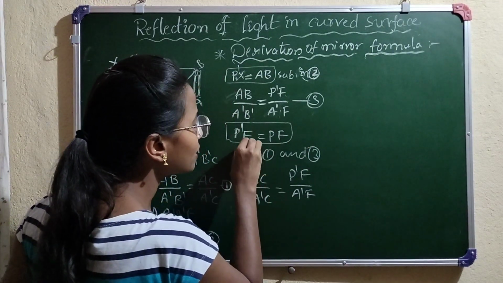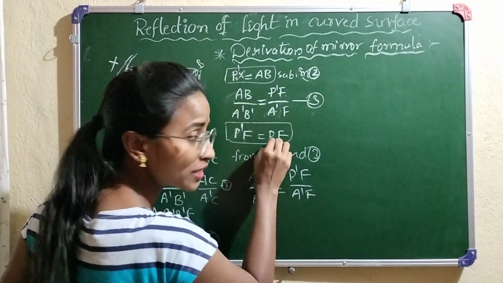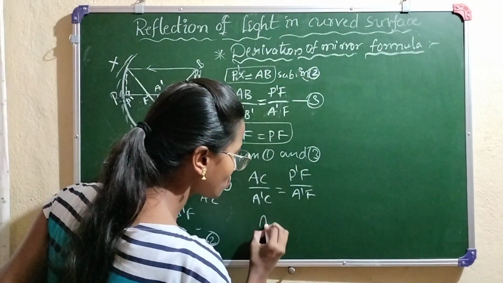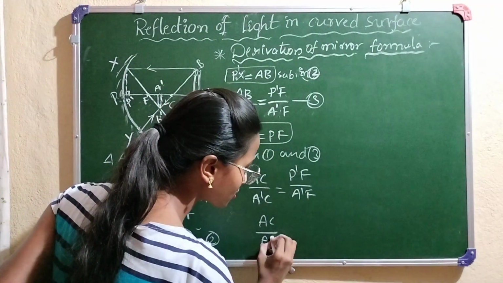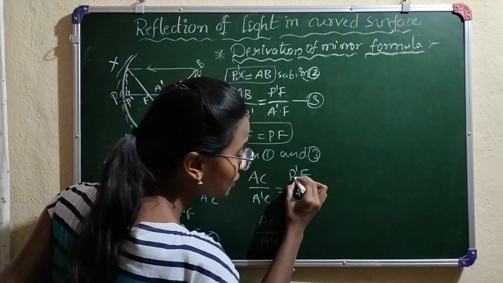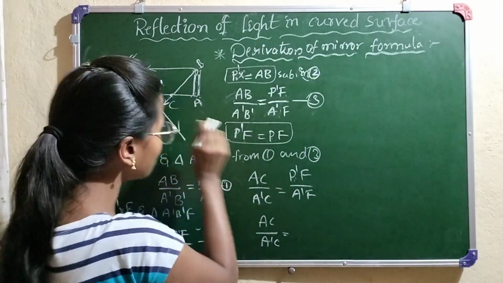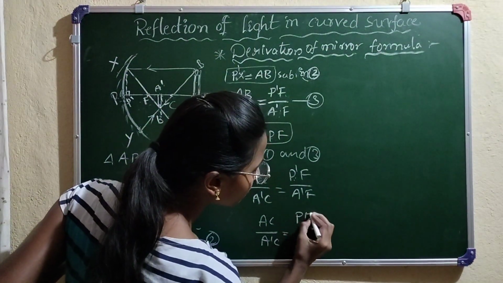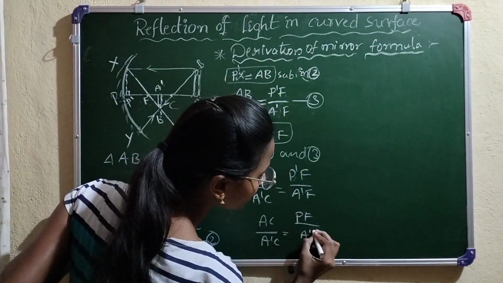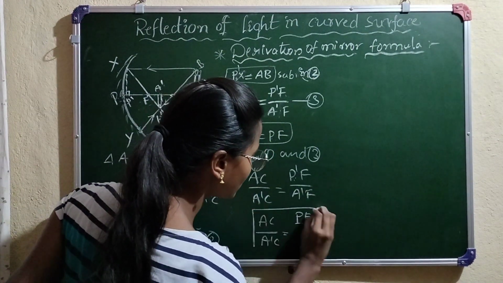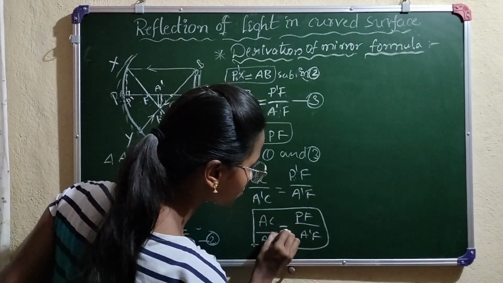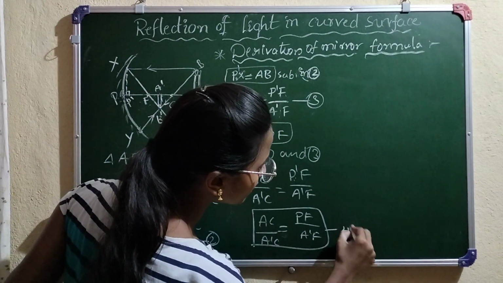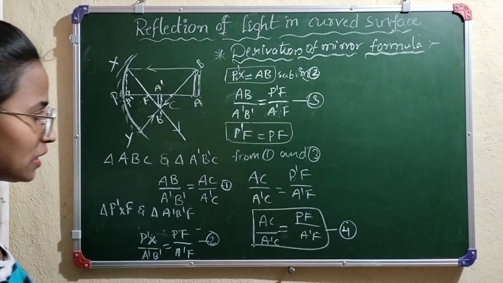Wherever P dash F is there, in the place of P dash F I am writing PF, because P dash is very close to P now. So AC by A dash C is equal to PF by A dash F. This is the final equation, from which we have to substitute the values. I am taking this as equation 4. Am I clear, all of you?